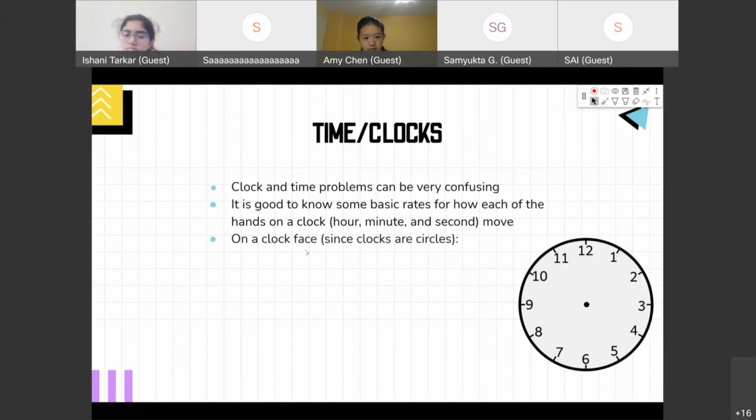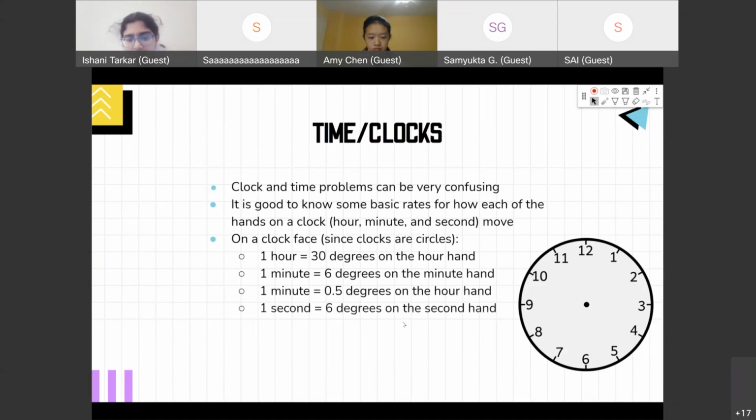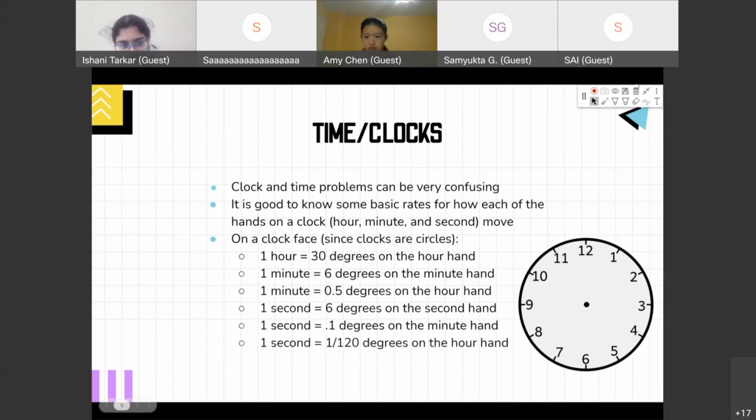On a clock face, 1 hour is 30 degrees on the hour hand, and 1 minute is 6 degrees on the minute hand. 1 minute is half a degree on the hour hand. 1 second is 6 degrees on the second hand. 1 second is 0.1 degrees on the minute hand, and 1 second is 1/20th degree on the hour hand.